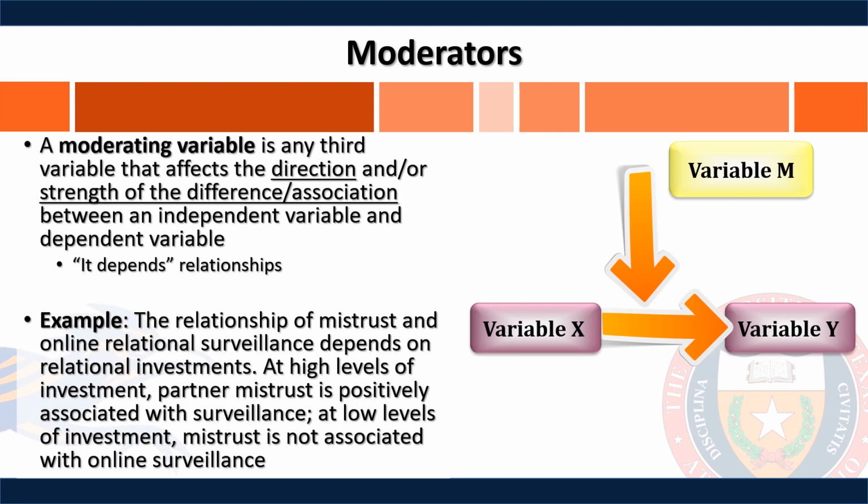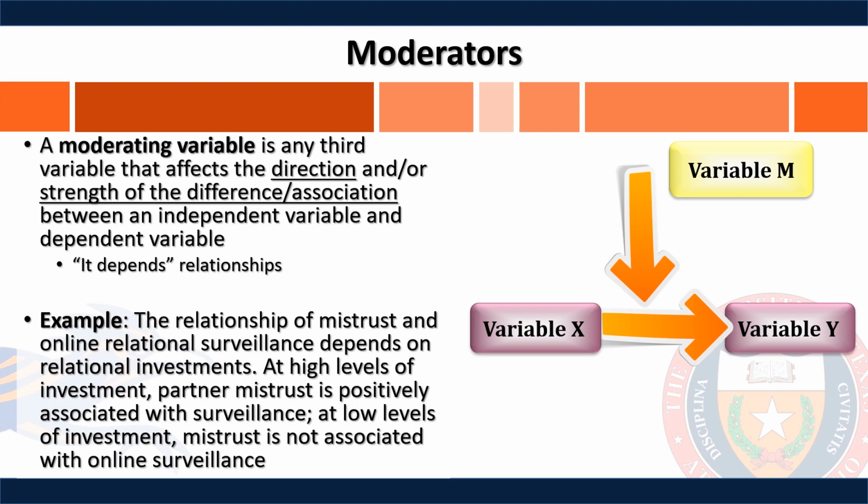The point here is that moderating variables can usually be identified when an answer to a scientific question about the relationship between two variables is, well, it depends. For instance, I was once asked whether people who are mistrusting of their partners are more likely to engage in online surveillance versus those who trust their partners. My answer was, of course, well, it depends. The reason why is because the answer was not so straightforward.